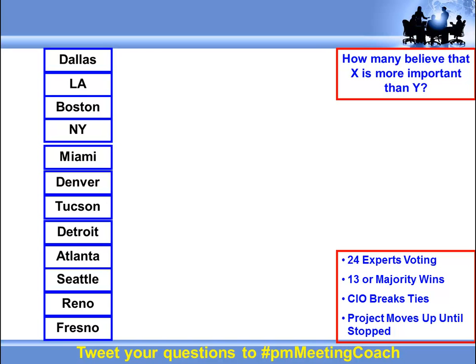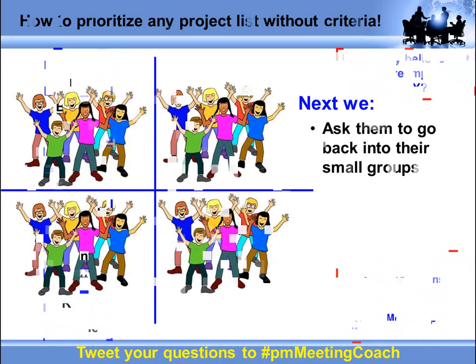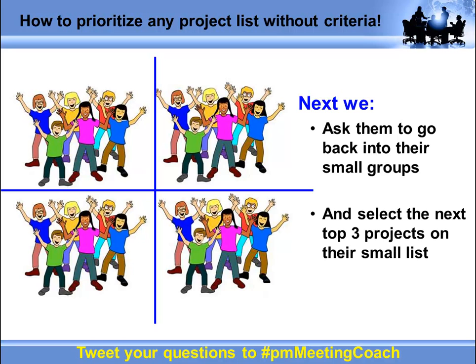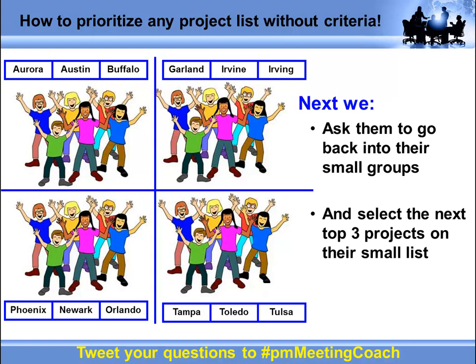So we're going to go another round. I'm going back to my groups, and we did that ranking in a large group. So that was a large group that did the voting. Now we're going back to the small groups and we're saying, give us your next three most important projects that are on that list you're working from. So each of them comes up with their next three most important projects.